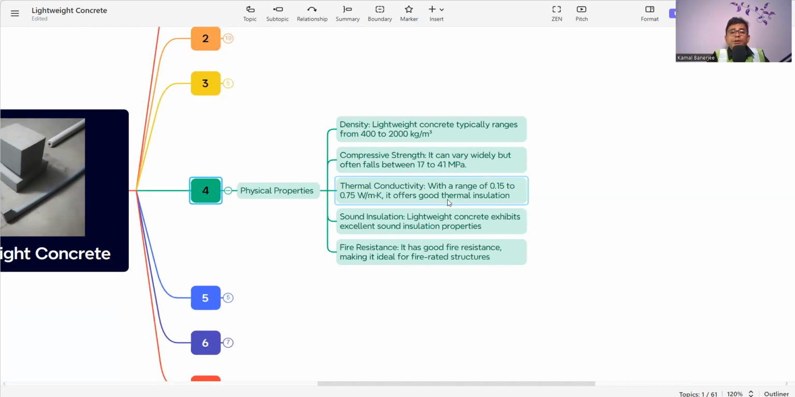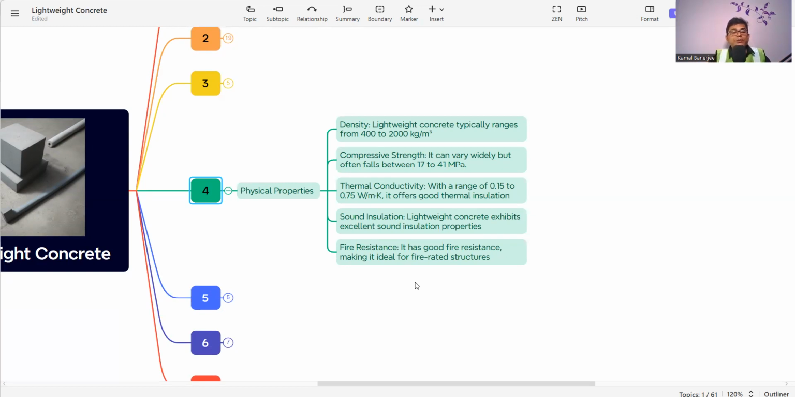And then thermal conductivity with a range of 0.15 to 0.75 watt per meter kelvin, it offers good thermal insulation. It is always used as a thermal insulation block. So AAC block is widely used for thermal insulation. And the sound insulation, lightweight concrete exhibits excellent sound insulation properties. So whenever we need better sound insulation, at that time the AAC block is number one choice. And the fire resistance, it has good fire resistance, making it ideal for fire rated structures.